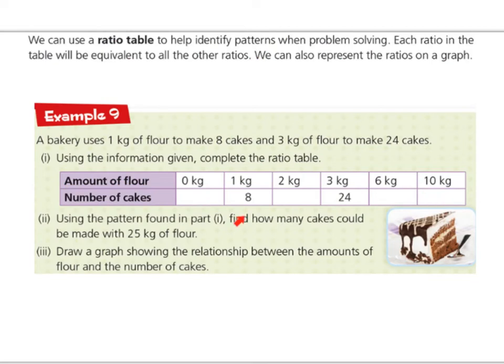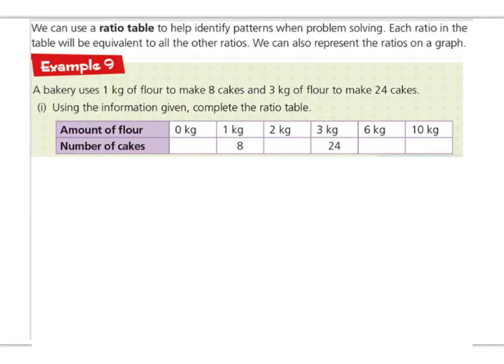So we need to figure out what goes in the boxes first of all. Using the pattern we will have found up here, we need to find out how many cakes could be made with 25 kilograms of flour. So you obviously have to work out the answer to part 1 before you can do part 2. And part 3, draw a graph showing the relationship between the amounts of flour and the number of cakes. So let's work out part 1 first of all. Let's figure out what goes in these gaps.